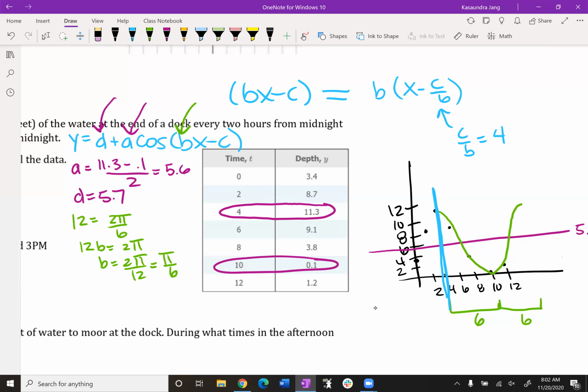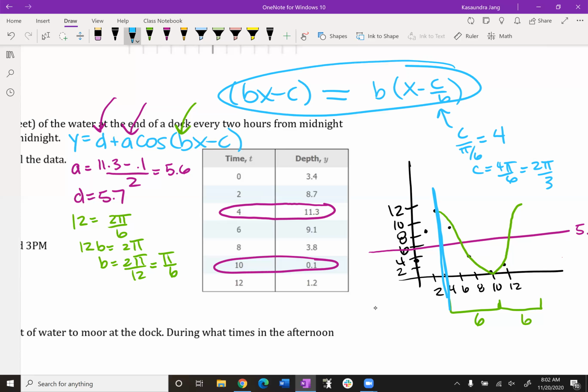I actually know what the b is already. The b was pi over 6. So I'm going to replace the b with pi over 6. Okay, so if I multiply that pi over 6 to the other side, I get 4 pi over 6, or in other words, 2 pi over 3 for my c. Okay, but that was me kind of rearranging the way that it was written in my equation. Those are totally equal to each other.